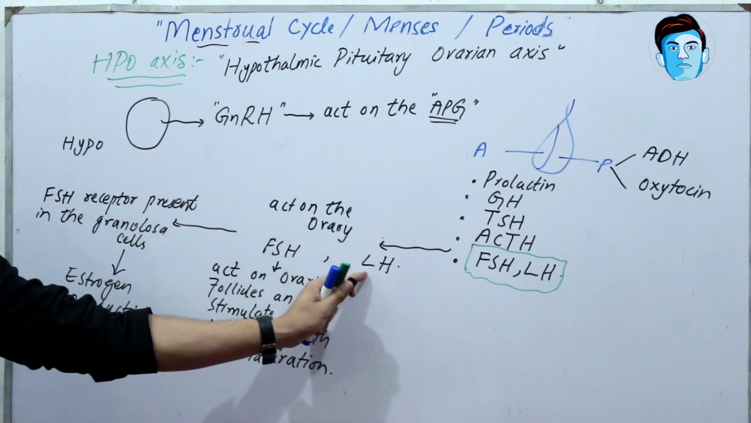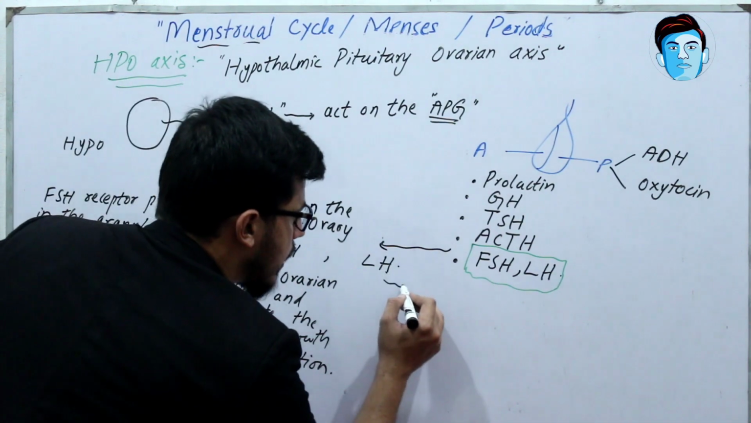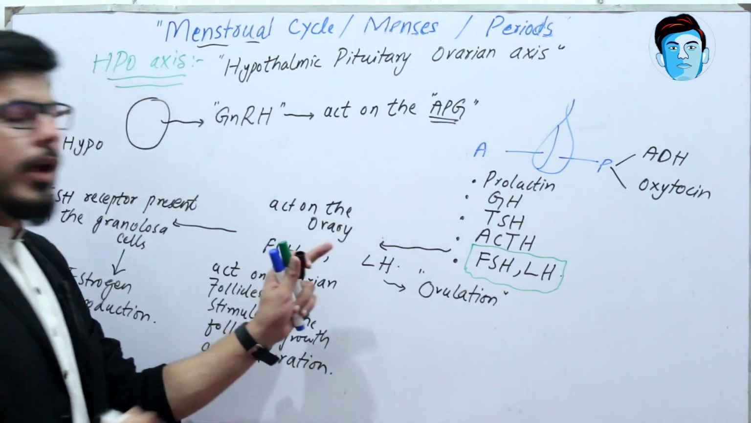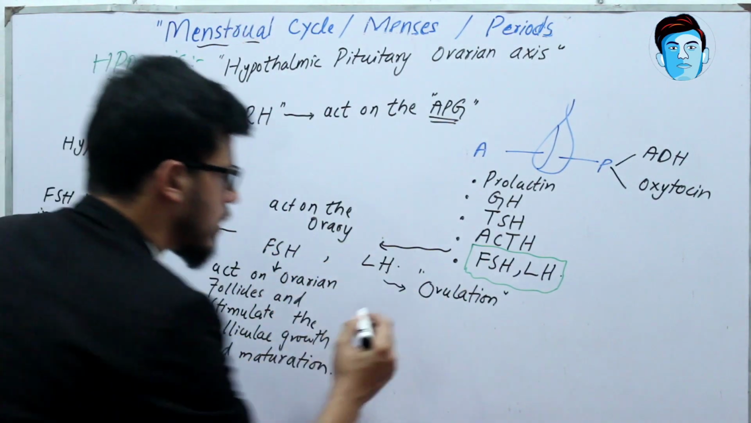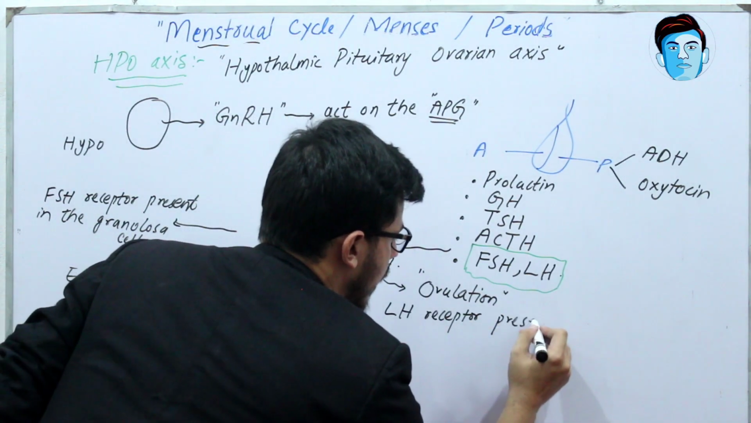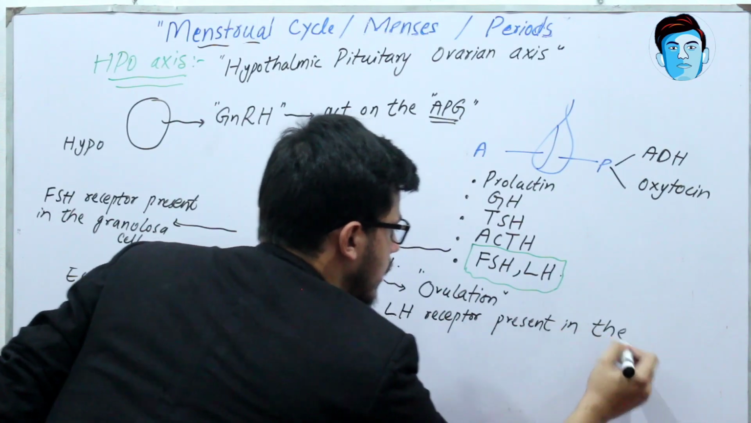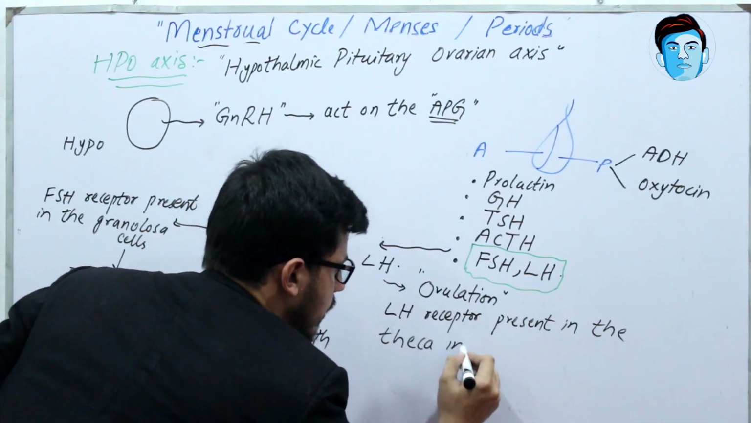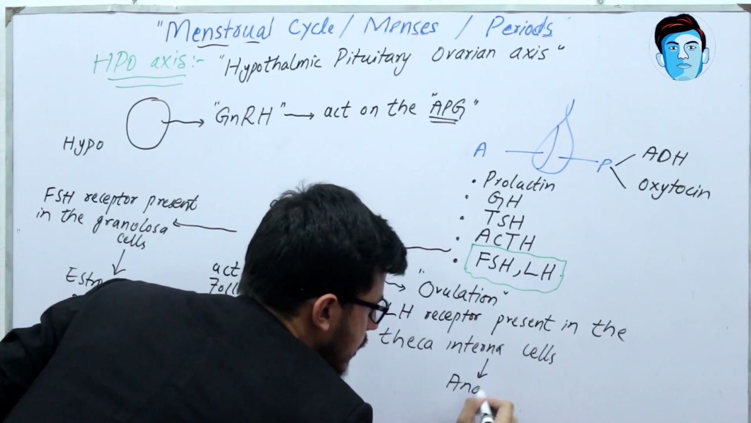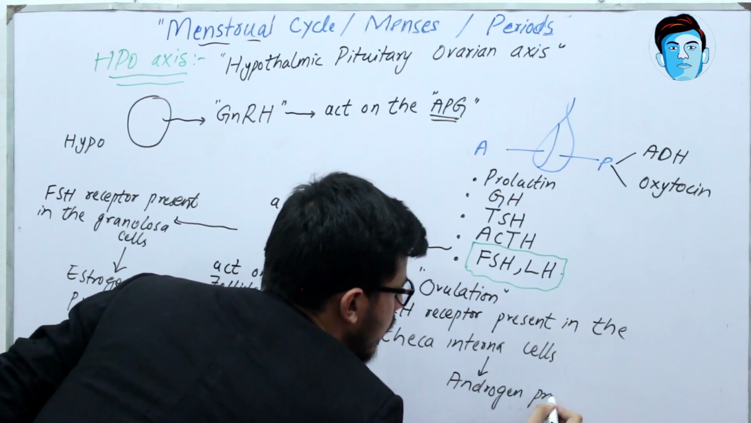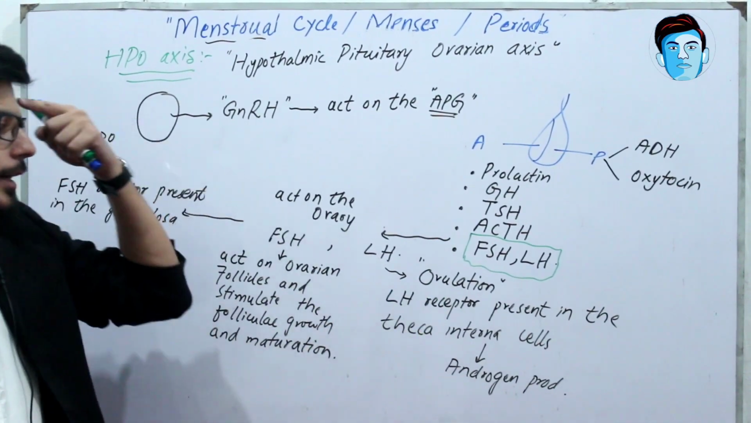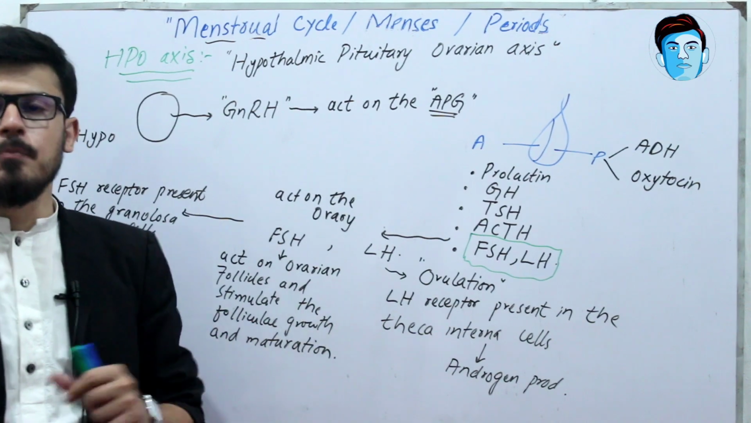While talking about LH, that is luteinizing hormone, it helps in ovulation. Another question is, where is the LH receptor present? Your answer will be that the LH receptor is present in the theca interna cells, and ultimately it helps in androgen production. So LH helps in ovulation, and its receptor is present in the theca interna cell, which in turn helps in androgen production.